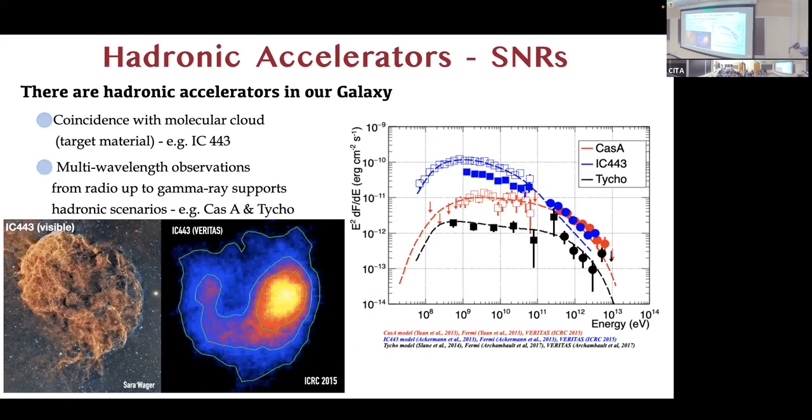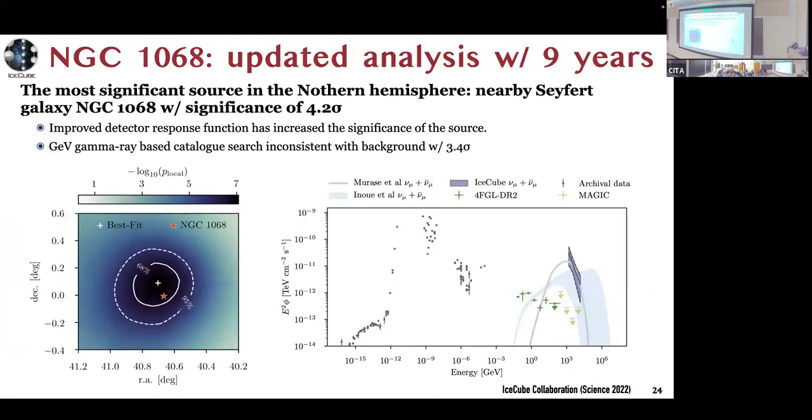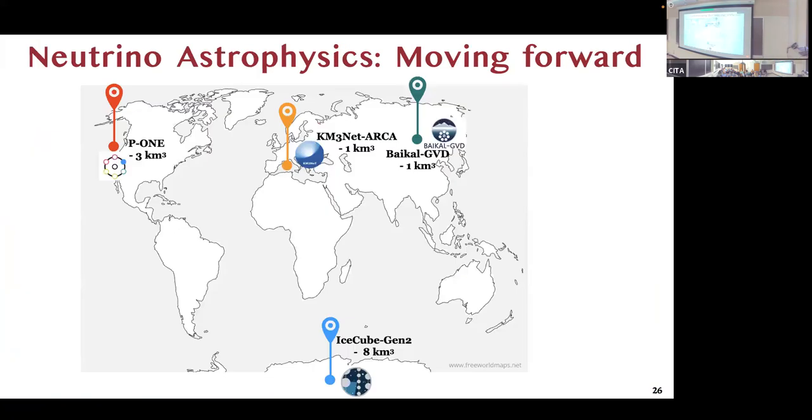I wonder if you could expand a bit on the neutrino array, we might call it. It's got the three water-based ones and then the IceCube. Right, this one, yeah.